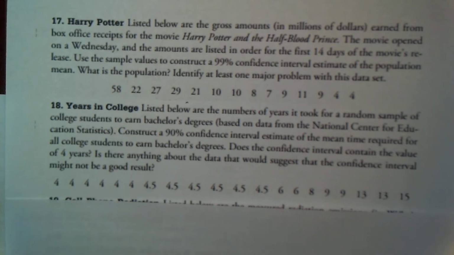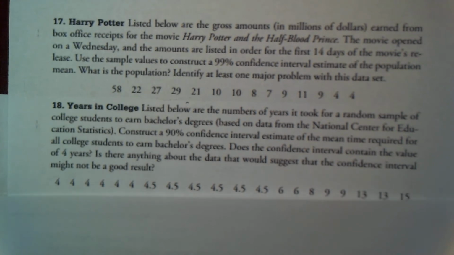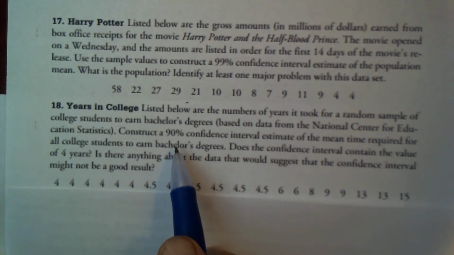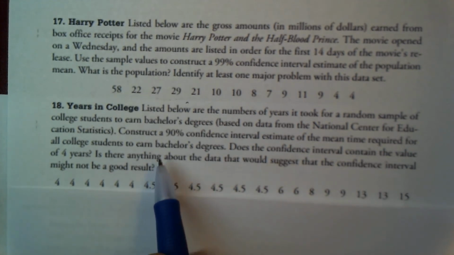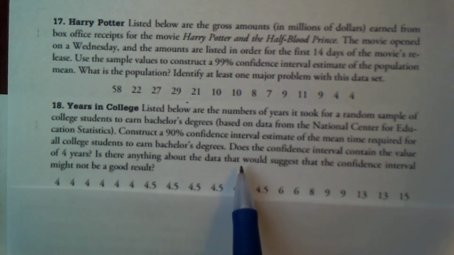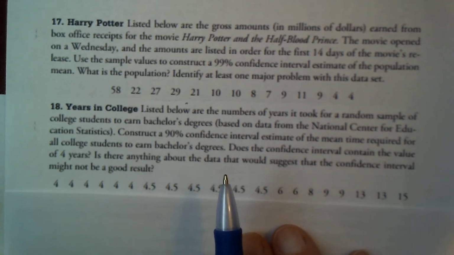For the next one, the numbers of years in college listed are the numbers of years it took for a random sample of college students to earn a bachelor's degree. It's based on data from the National Center for Educational Statistics. Construct a 90% confidence interval of the mean time required for all college students to earn bachelor's degrees. Does the confidence interval contain the value of 4 years? Is there anything about the data that would suggest that the confidence interval might not be a good result? Here I just use technology.